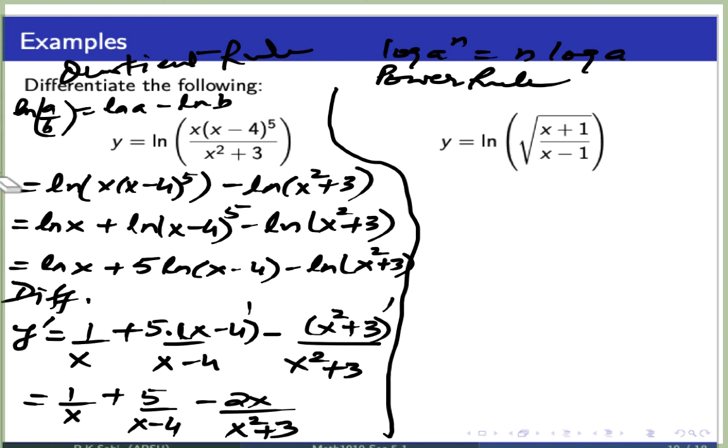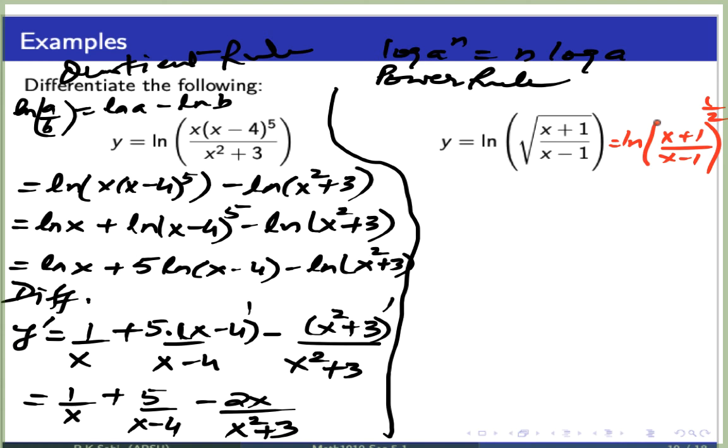Okay. Now, the next expression. Guys, this is a lot of work, okay? So here's the square root. I can write this as, making my life simple, natural log of x plus 1, x minus 1 to the power half.